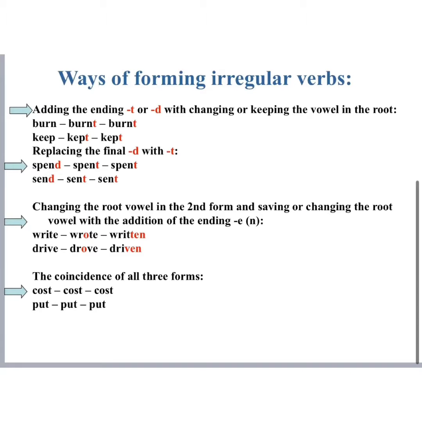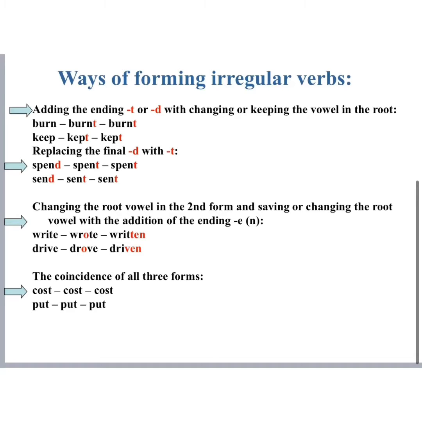There is a second group of English verbs which are called irregular verbs. Why are they irregular ones? Because the second and the third forms of the verbs are formed in a special way. There are four main rules. The first rule is adding the ending t or d with changing or keeping the vowel in the root. Burn, burnt, burnt. Keep, kept, kept.